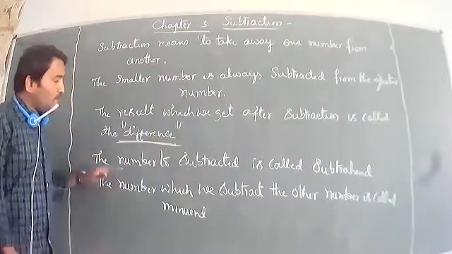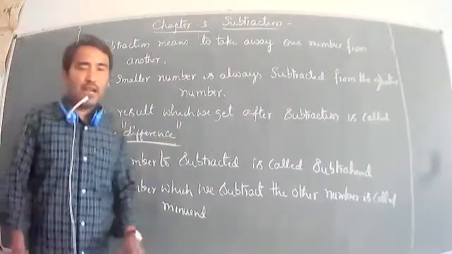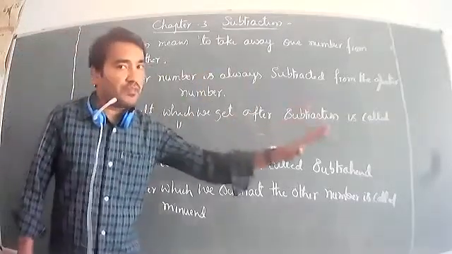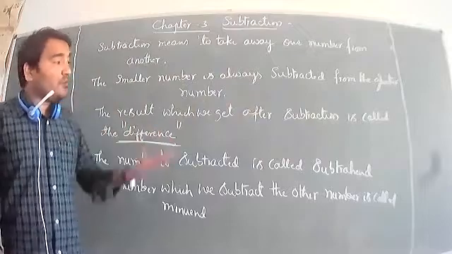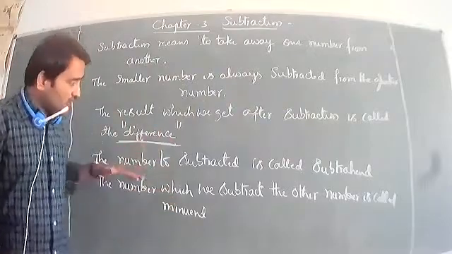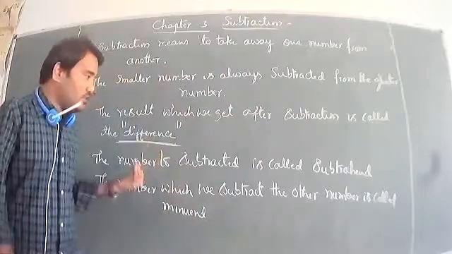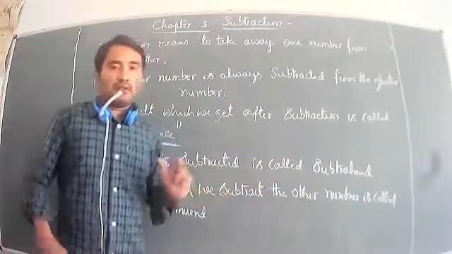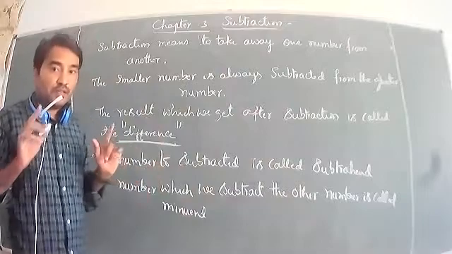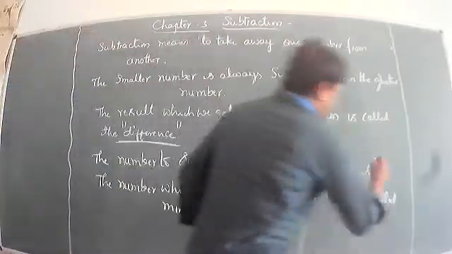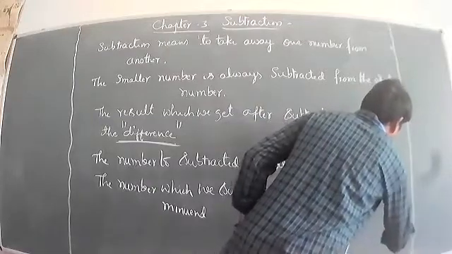Now, I already told you the smaller number is always subtracted from the greater number. So what do you call the smaller number? The smaller number is called the number to be subtracted. The number that is being subtracted is called the subtrahend. That is the smaller value. Keep this in mind.